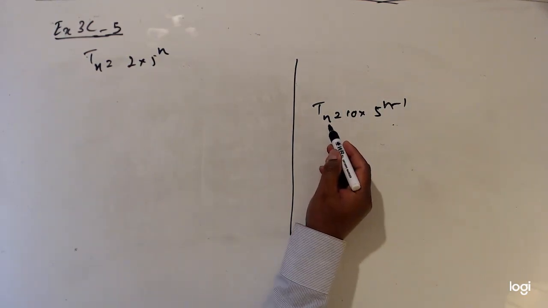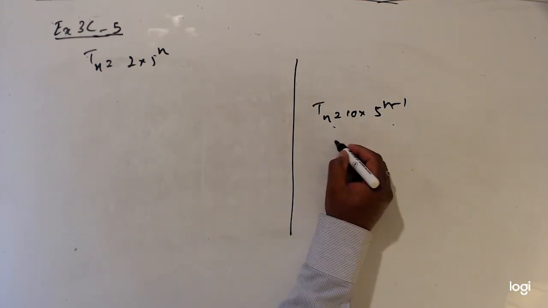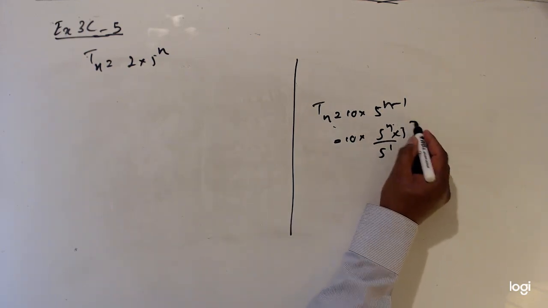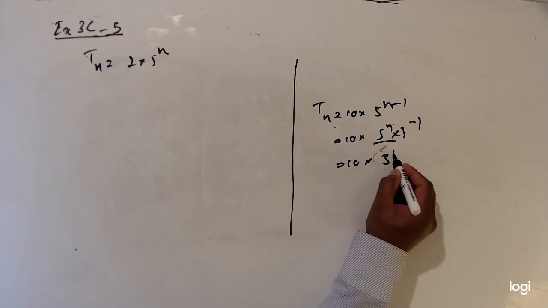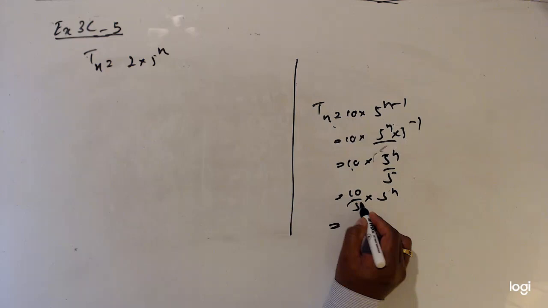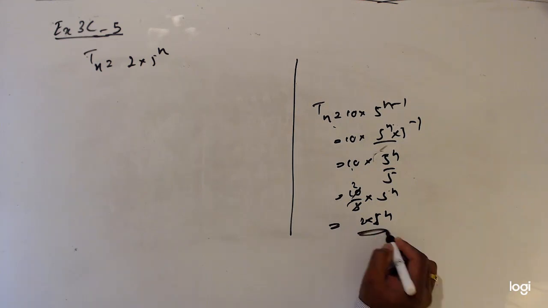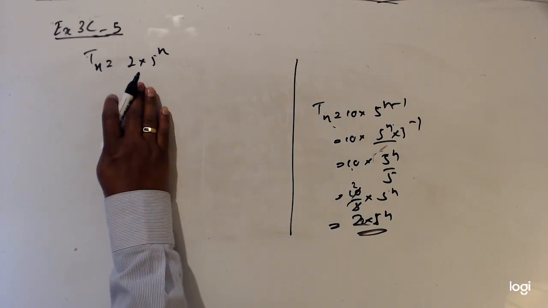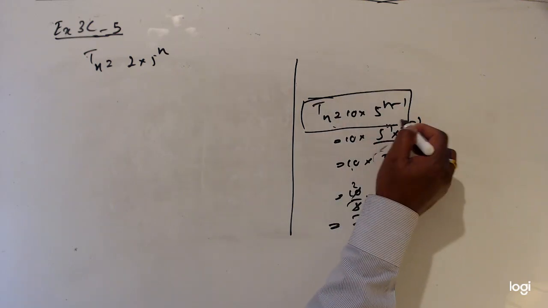Usually we know that it is 1 less than n, so n minus 1. Then we write 10 times 5^n over 5^1. I can bring that 1 down: 5^n over 5. So I bring this 5 to here, and then the 5s cancel out. This is 2, so 2 times 5^n. Now you can see that this is the simplified version of the nth term.